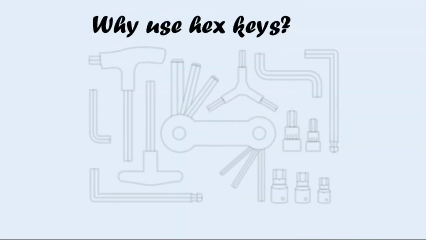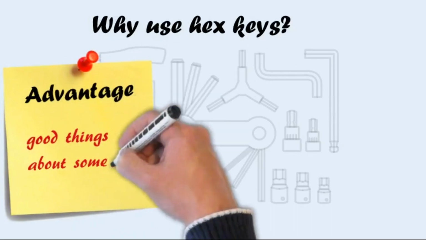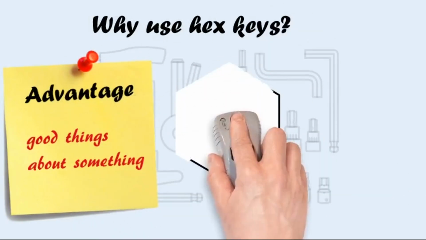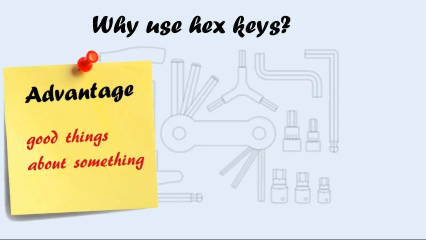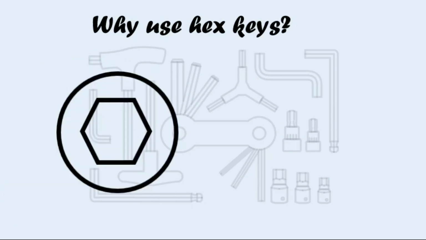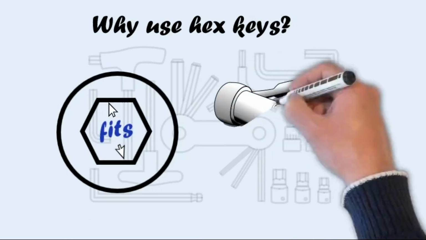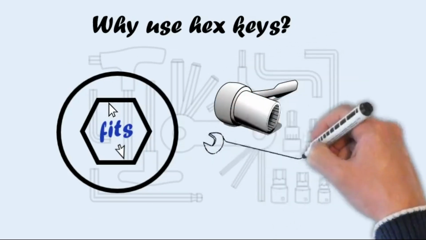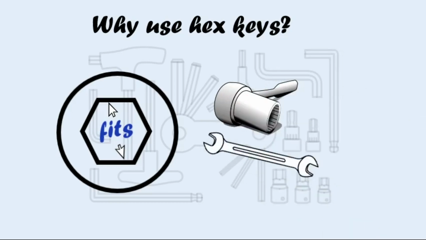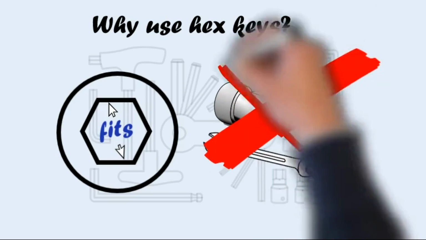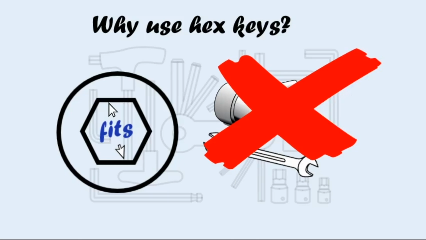But why use a hex key or a hex bolt? One of the main advantages is that a hex bolt does not have any corners, and the fastening tool fits on the inside of the bolt head, so there's no extra space needed for a socket wrench or socket spanner or for an open end or ring spanner. This has many advantages for when there is not enough space around the bolt fixing.